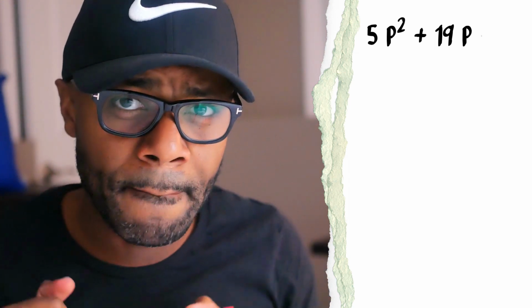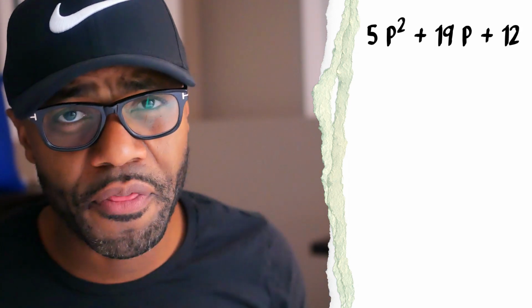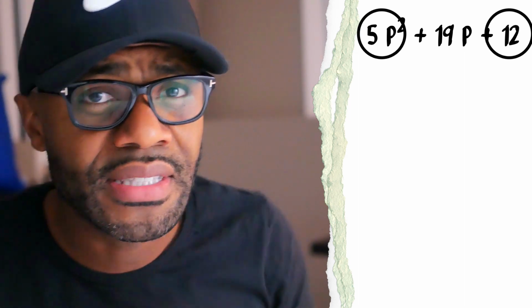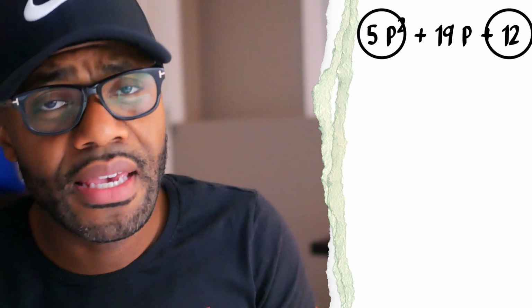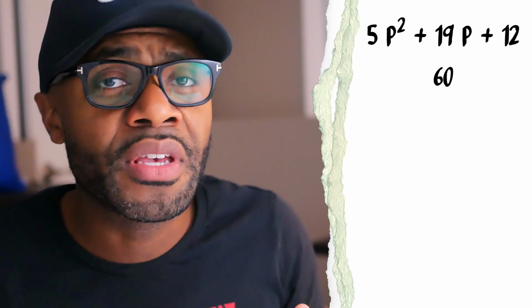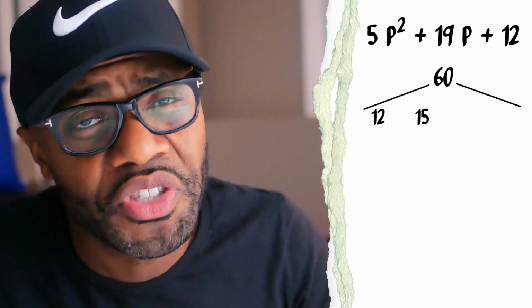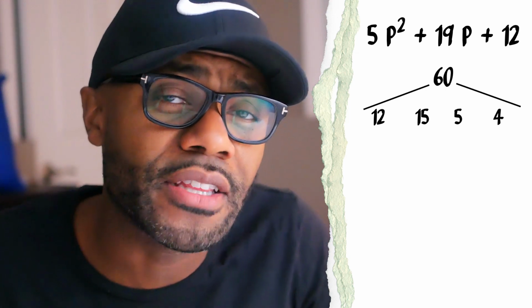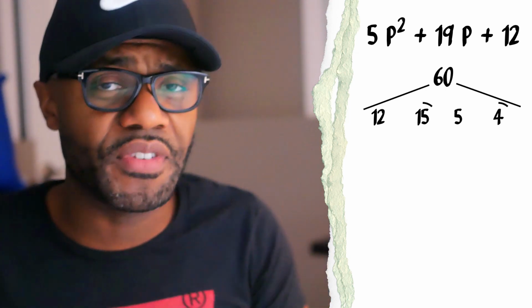The term is 5p squared plus 19p plus 12. Again, using our method, we're going to multiply 5 times 12, a times c. In this case, it's going to give us 60. Then we're going to break it down to its factors like so, what you see on your screen. The factors that will make the most sense for us to use are 15 and 4.